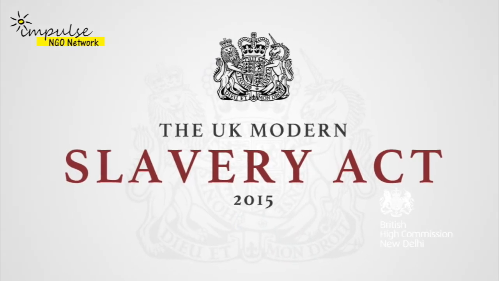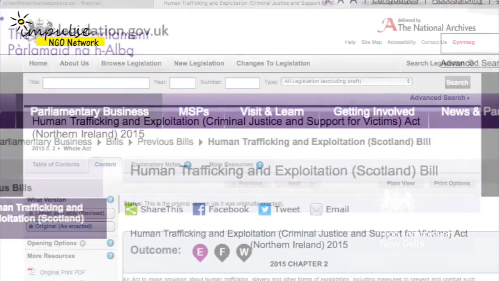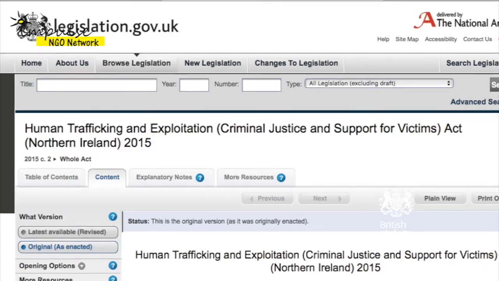There are many laws in the UK. The prominent law is the Modern Slavery Act 2015, the Human Trafficking and Exploitation Scotland Act, and the Human Trafficking Ireland Act 2015. We are taking away a lot of things that we need to be able to inculcate, imbibe in our systems.